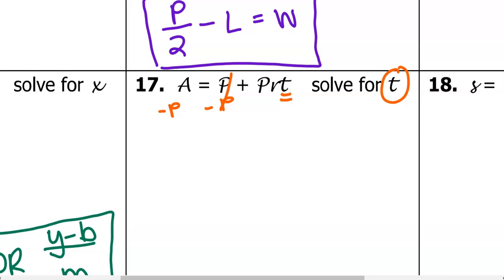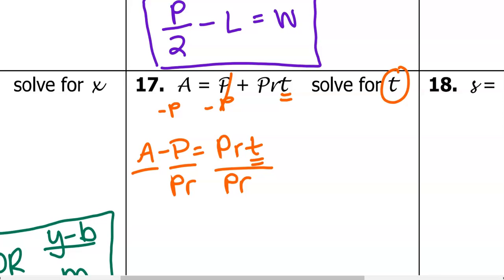What is a minus p? A minus p. Look at that. PRT. All right, we want this t by itself. We said the PR was attached how? So how are we going to get rid of it? Divide. Remember, divide each piece by the PR.